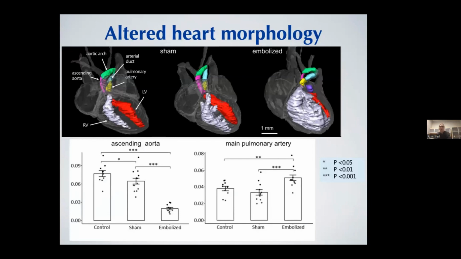I'll just go through this briefly, but the hearts are very morphologically abnormal, as you might expect. So when we look at the dimensions of the ascending aorta, so these are MRI scans where we segmented the different vessels, you can see that the ascending aorta is much smaller when the mice are embolized. And conversely, the main pulmonary artery, which is the main vessel coming out of the right side of the heart, is much bigger. And so you have a mouse where you have a normal supply of blood, but it's being sent to the wrong places.